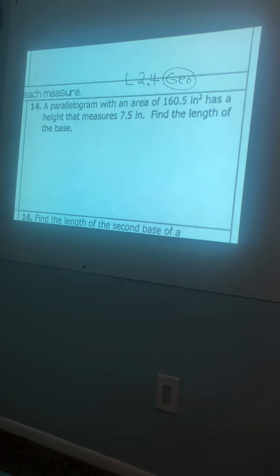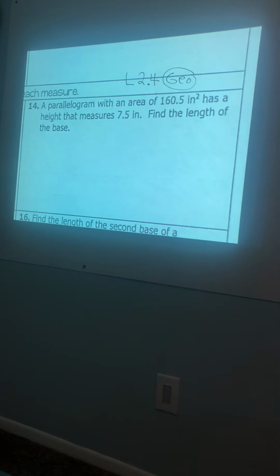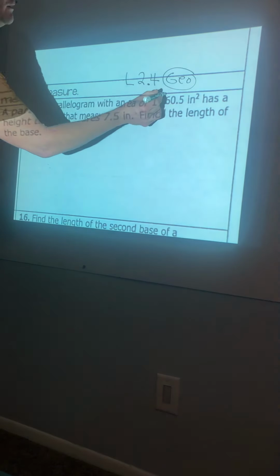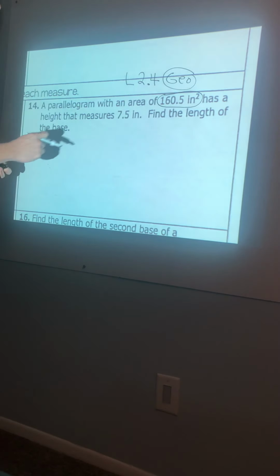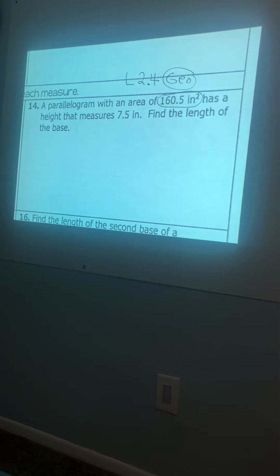Let's just do number 14 here. And I don't mind reading it to you guys. Are you ready? A parallelogram with an area of 160.5 inches squared. Look, you immediately know this is area, because of that inches squared. It has a height that measures 7.5. Find the length of the base.